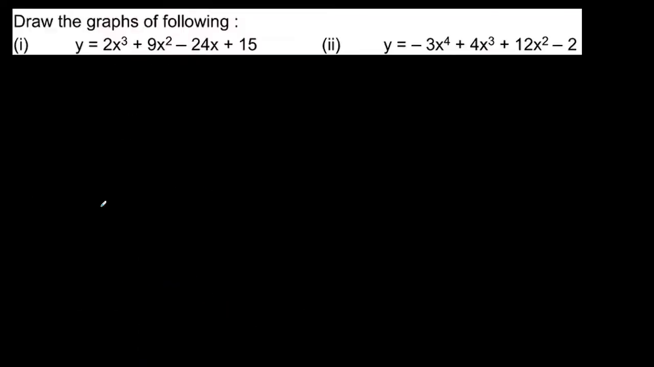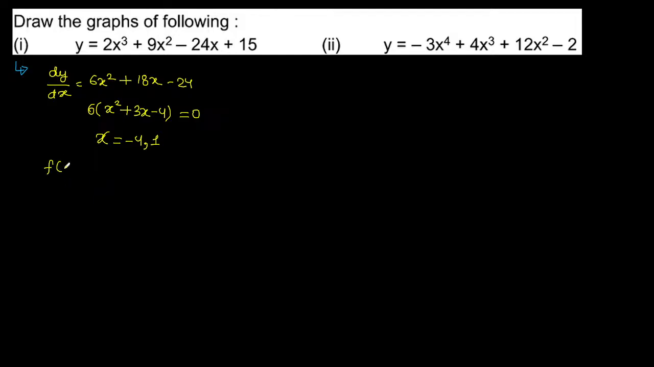I consider that you can solve these two curves, or should I solve? Okay, I will solve it. dy by dx is equal to 6x squared plus 18x minus 24. 6 common, x squared plus 3x minus 4 equal to 0. So x is minus 4, comma 1.